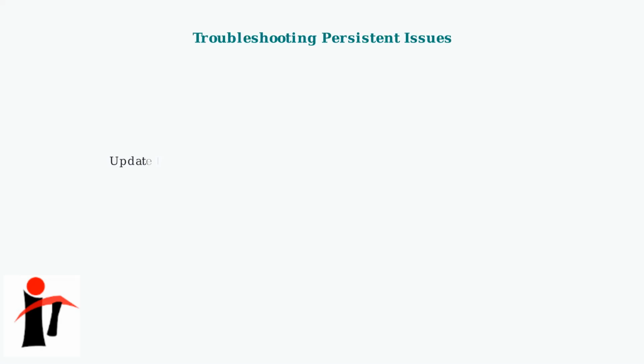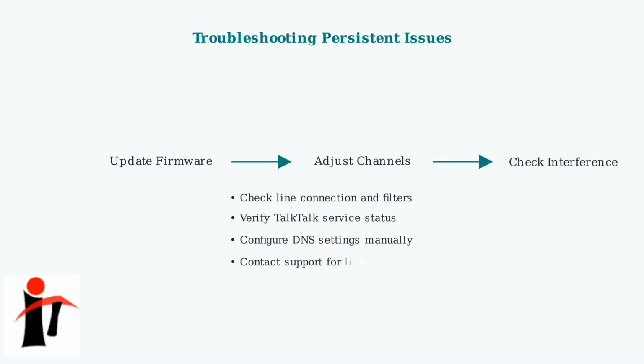When frequent disconnections occur after reset procedures, systematic troubleshooting is essential. Update router firmware first, then adjust wireless channel settings to avoid interference. And check for sources of signal disruption in your environment.